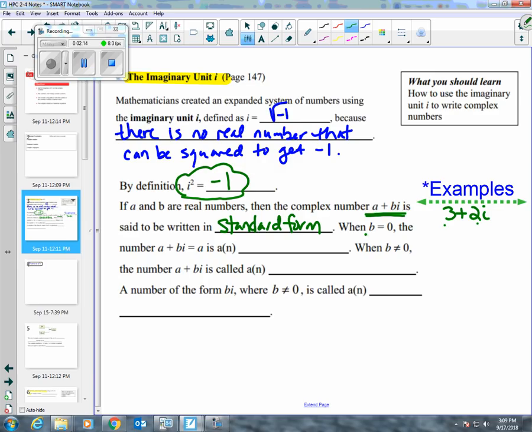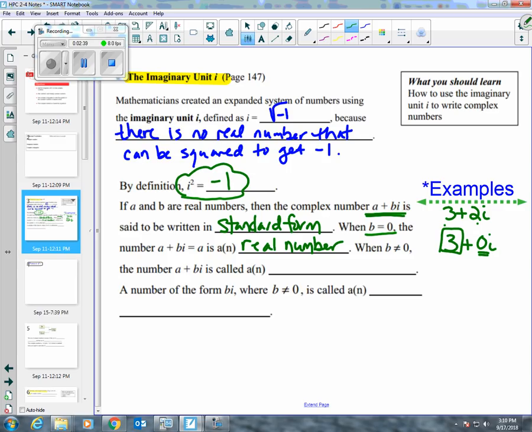If the b is 0, meaning the second part, that number then is just a regular old real number. So I'll give you an example as we keep going. So there's no imaginary part, in other words. If b is 0, there's no imaginary part. So that would be like if it was just 3 plus 0i. If the imaginary part is 0, then it's just a pure real number. So there's no imaginary part.